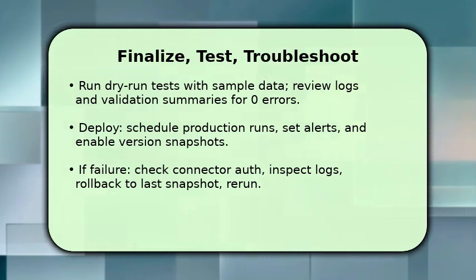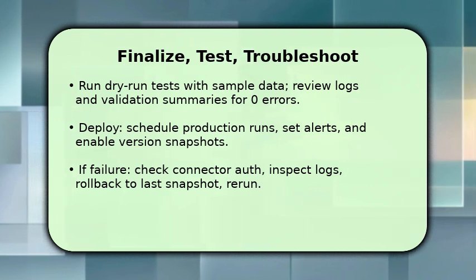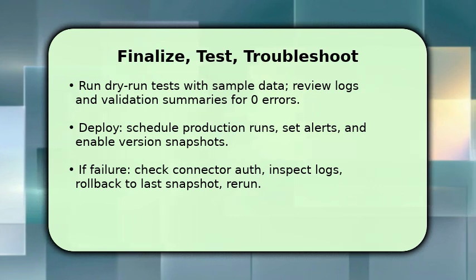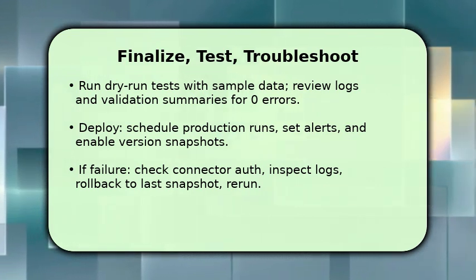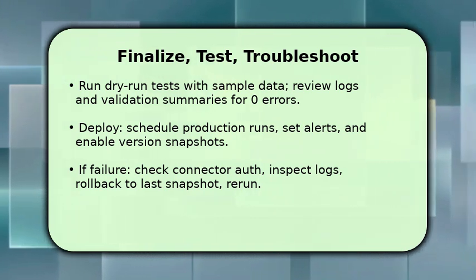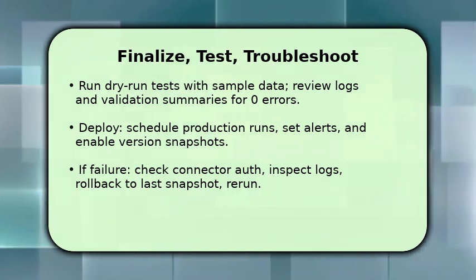quick rollback. If something breaks, start by checking connector authentication and token expiry, then inspect the error logs for stack traces, roll back to the last known good snapshot, and rerun the job. That sequence minimizes downtime and preserves data integrity as you recover.